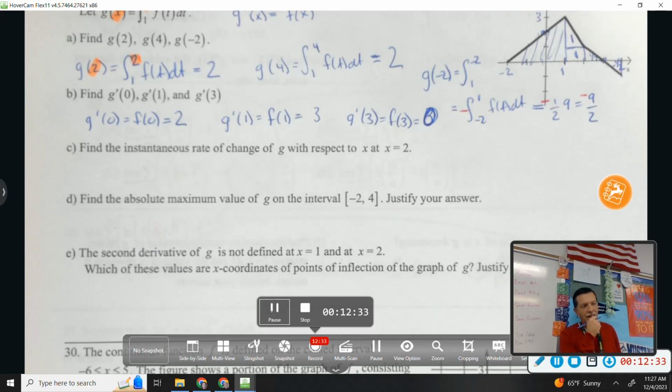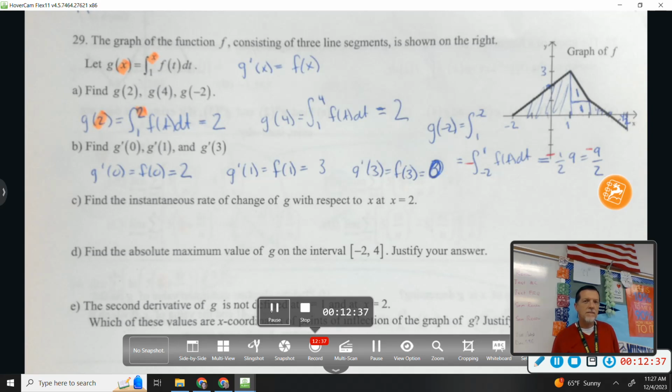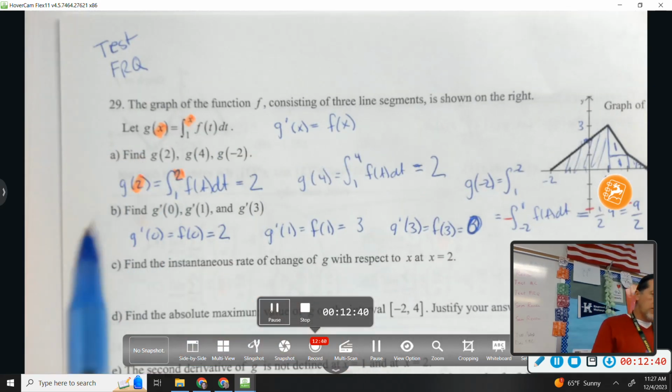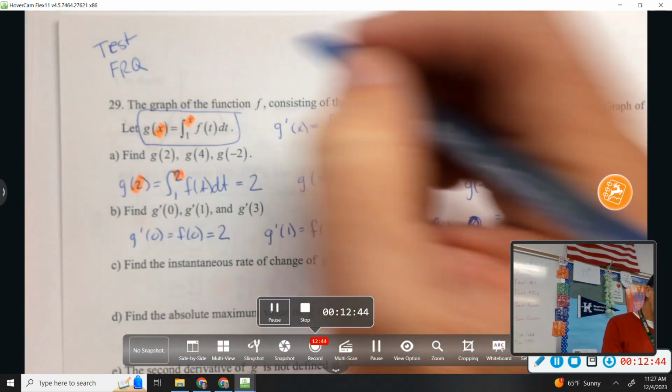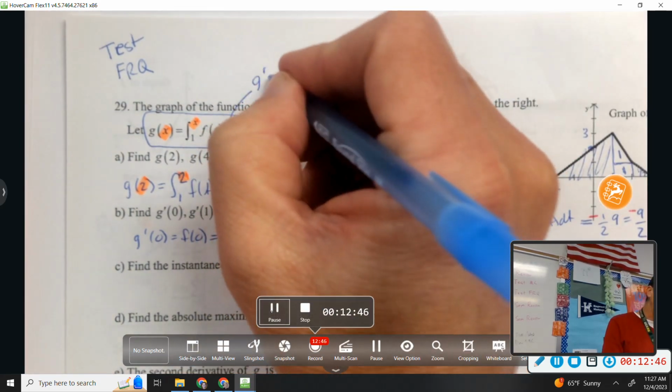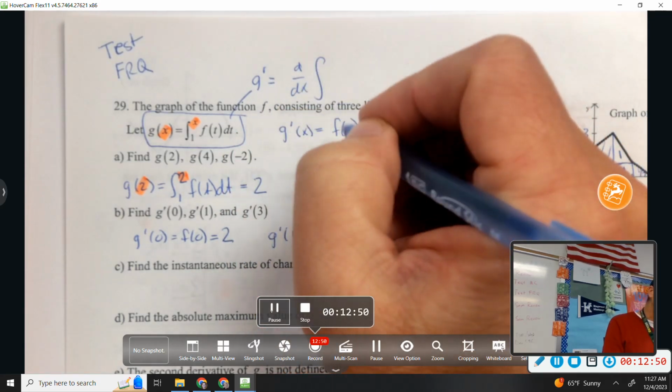How do you know that g prime of x equals the graph of it? Because they gave me this, and I want g prime, so I take the derivative of both sides to get g prime. And then the derivative of the antiderivative gets me back to f.